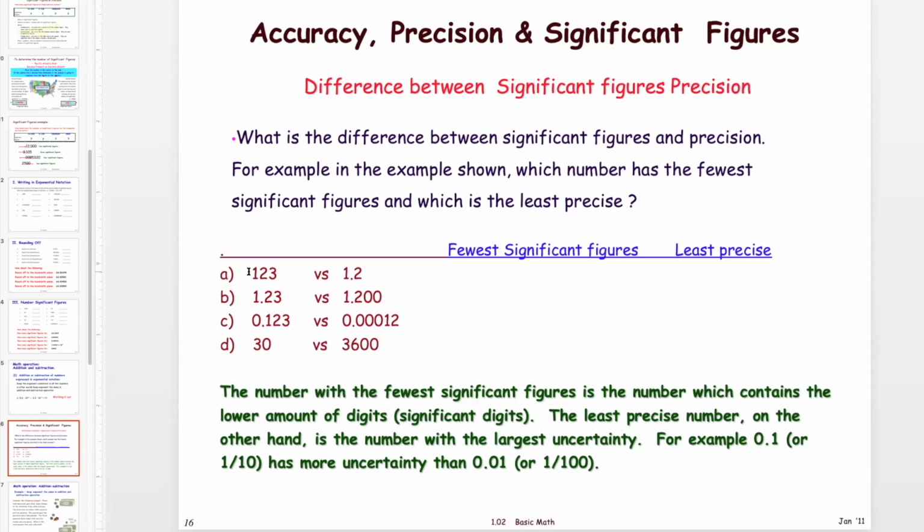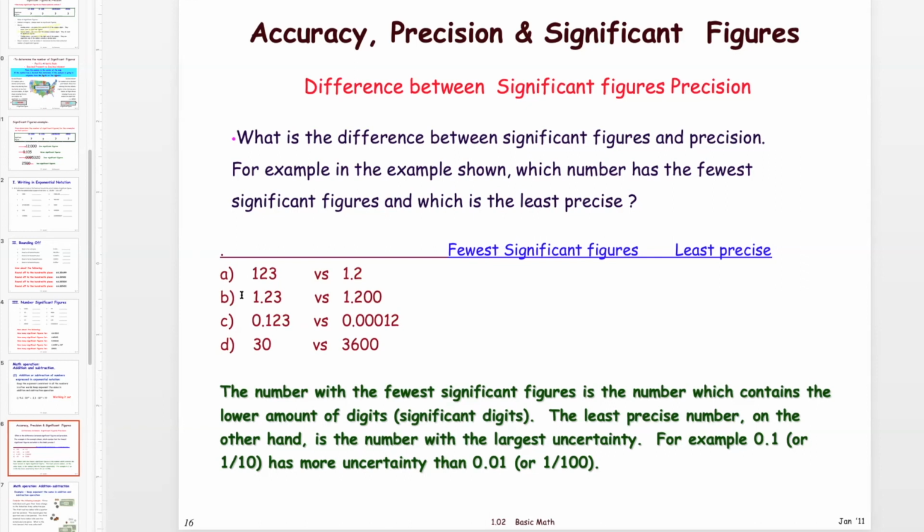Okay, so the question is, which is least precise? 123 is least precise compared to 1.2. So this exercise right here is to try to make sure you understand the difference between significant figures and precision. And again, that's important in terms of fundamentals for part 4 of this activity.